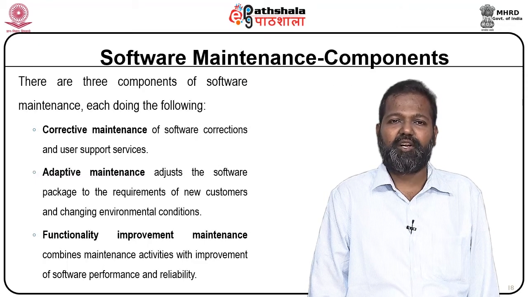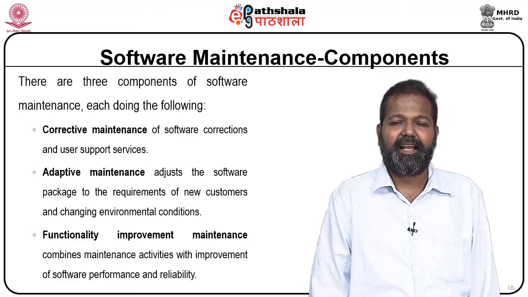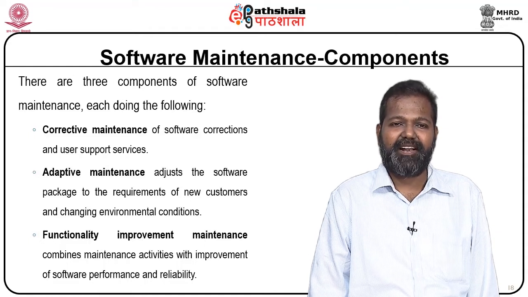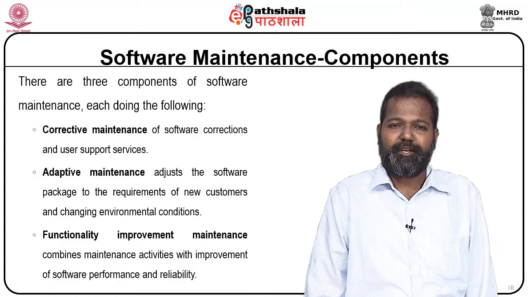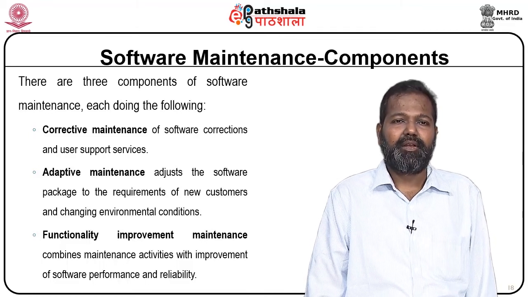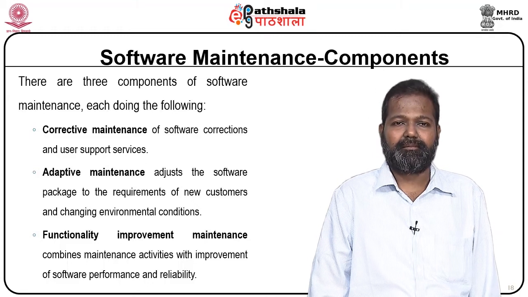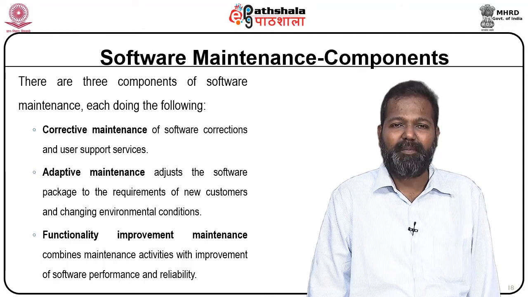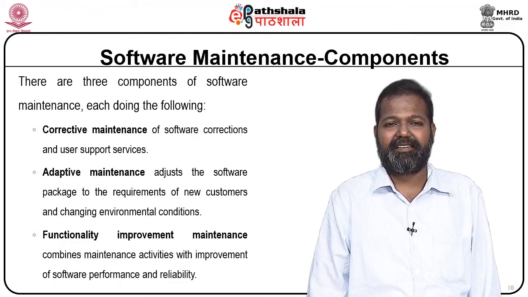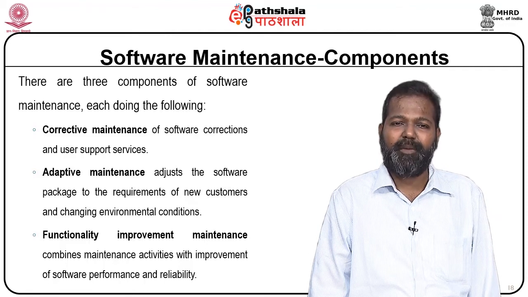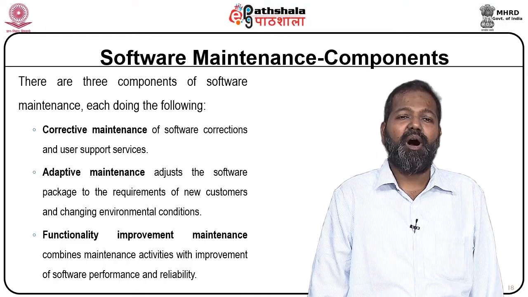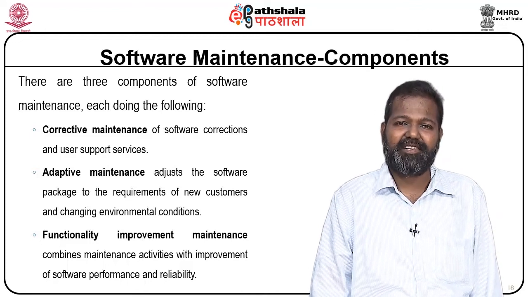Software maintenance components. There are three components of software maintenance: corrective maintenance, adaptive maintenance, and functionality improvement maintenance. Corrective maintenance consists of software corrections and user support services. Adaptive maintenance adjusts the software package to the requirements of new customers and changing environmental conditions. Functionality improvements maintenance combines maintenance activities with improvement of software performance and reliability.